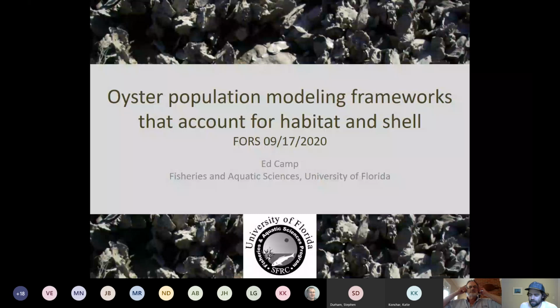The first thing I want to do is just run over the way that I think about this. And this is, I suspect, very similar to a lot of the things that Tom said, which is, why should we model oysters in a special way? Why are we concerned about this? So let me flip through a couple slides here.